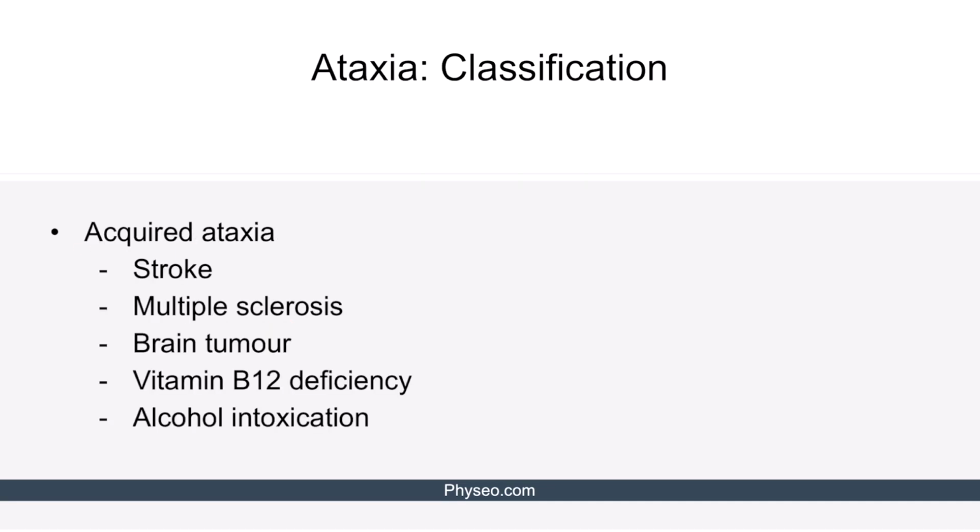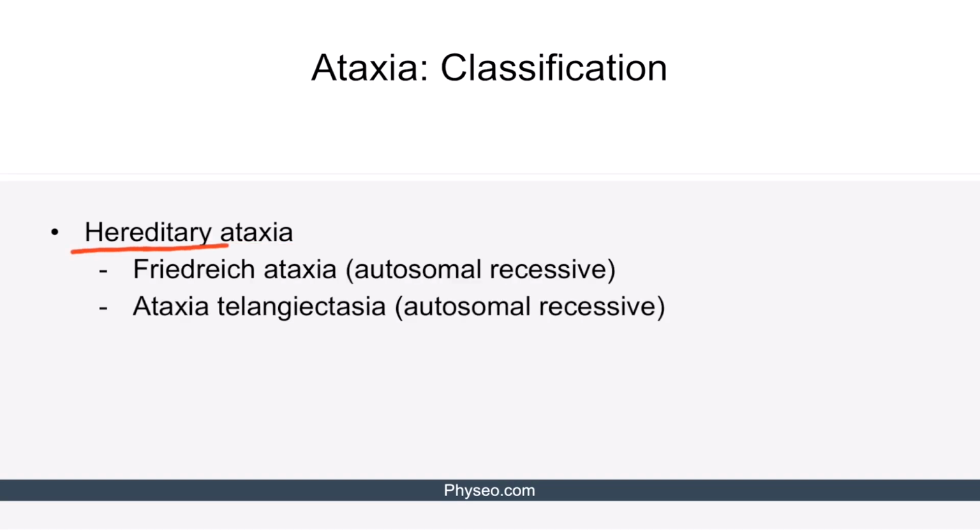The first one is acquired ataxia, which can be seen as a manifestation of stroke, multiple sclerosis, brain tumor, vitamin B12 deficiency, and alcohol intoxication. The second type of ataxia is hereditary ataxia.